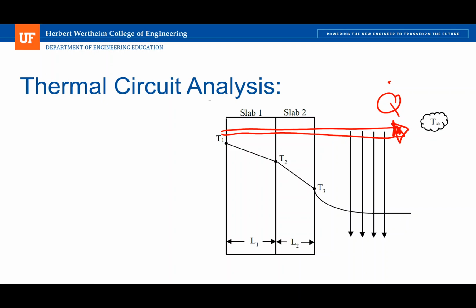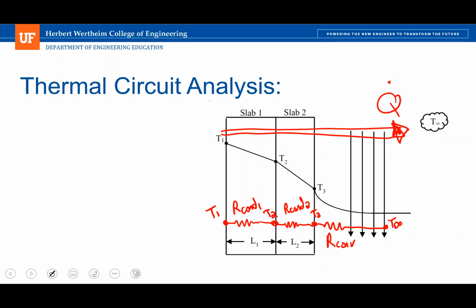So for example, I would have three thermal circuits, or three thermal resistors here, one for conduction, a second for conduction through slab 2, and then finally a thermal resistance for convection. So I've got conduction, let's call that R conduction 1 and R conduction 2. And then this will be R convection, okay? So I can write a very simple resistance expression for each device individually, if I consider my temperatures to be located at these nodes, that's my T1, T2, T3, and T infinity.